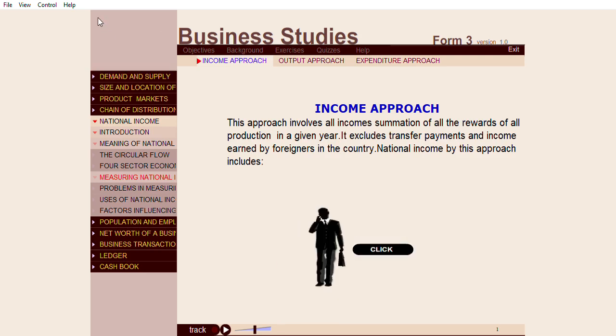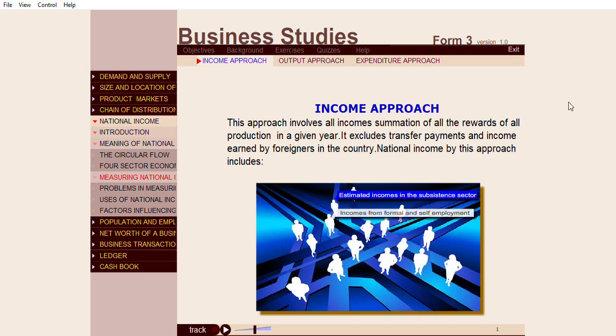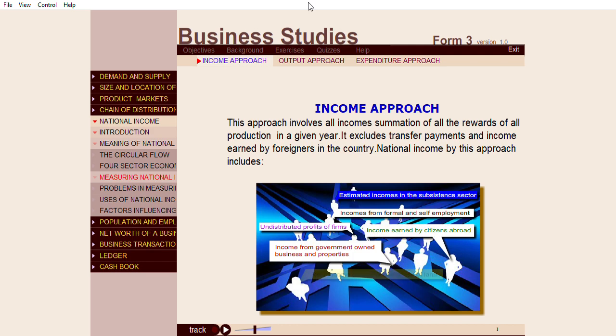Income approach. This approach involves summation of all rewards of all production in a given year. It excludes transfer payments and income earned by foreigners in the country. National income by this approach includes estimated incomes in the subsistence sector, incomes from formal and self-employment, undistributed profits of farms, income from government-owned business and properties, income earned by citizens abroad, and rent income earned from the use of land.